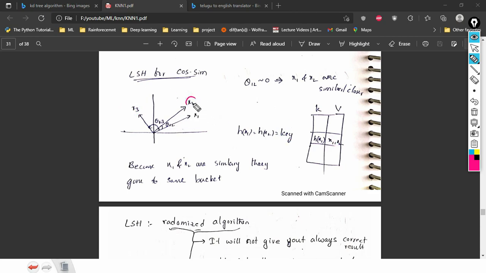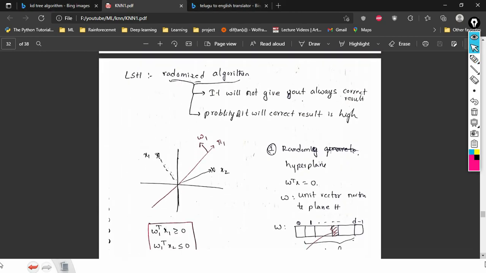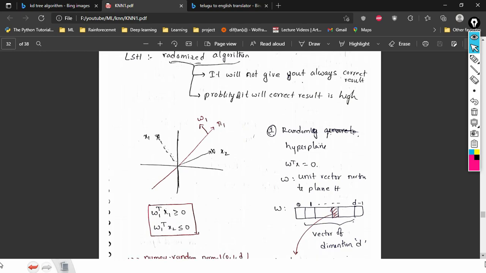This is the one thing we are making: these two are in the same region, and this is another region. And another technique is by using the randomized algorithm. In the randomized algorithm we will create random planes like this. These are the points. Based on the random planes we will classify, and we will see how now.